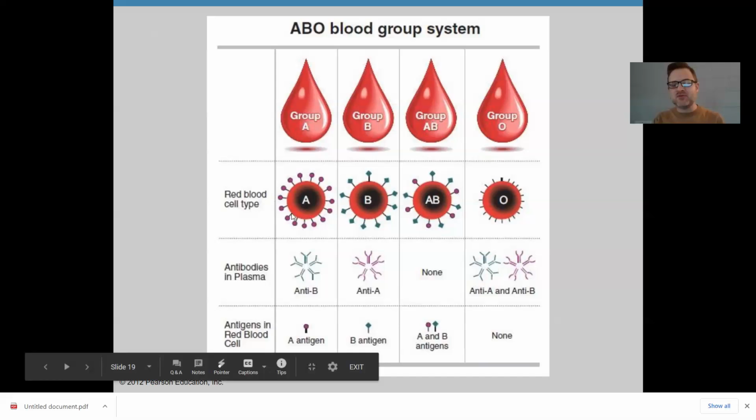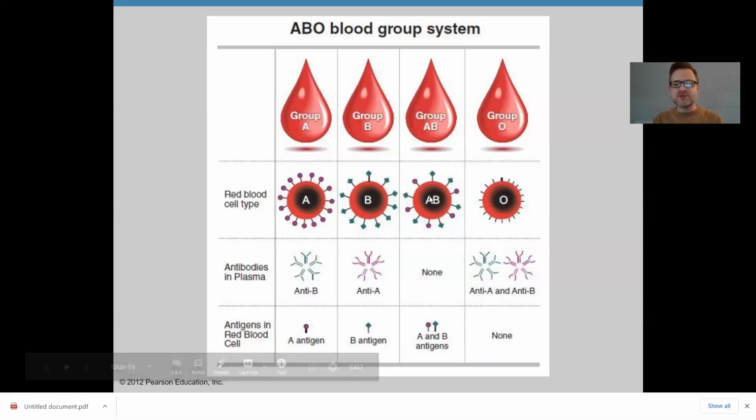More about that when we do the immune system. So look at these 4 types of red blood cells. The A antigen in this picture is shown as circles. The B antigen are these little squares or diamonds. If you're AB, you have both of them. If you're O, you have none of them.